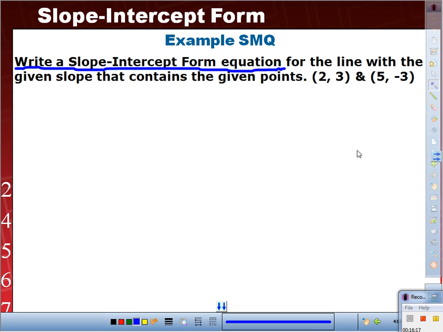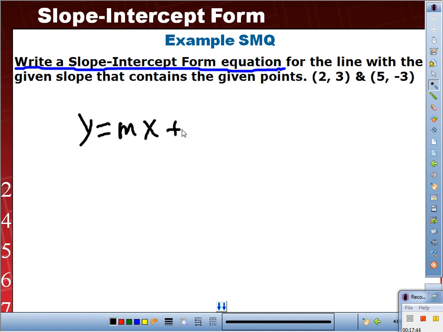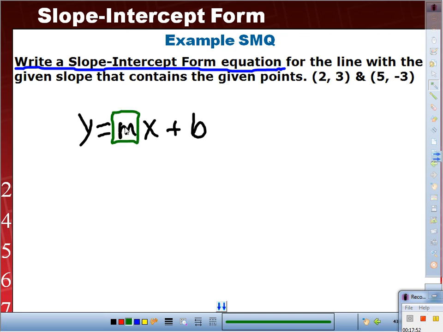So here we go. It says, write a slope-intercept form equation. So right away, the first thing I see that's familiar is what? Slope-intercept form. So what would I write? Y equals mx plus. So what does that mean? That I need my slope and I need a y-intercept to write an equation.